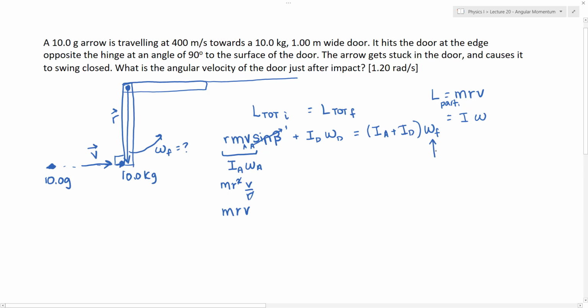Okay. Now, initially, what do we know about the arrow? We know it's v. So it's nice that on the left side of the equation, we have the formula for angular momentum in terms of v over here. If we were to use a different formula that has an omega in it, we would just change the omega back to v by saying v equals omega r. Okay, so I'm going to clean this up a little bit.